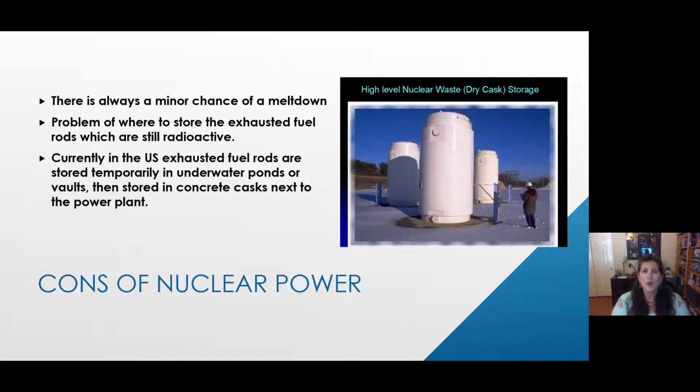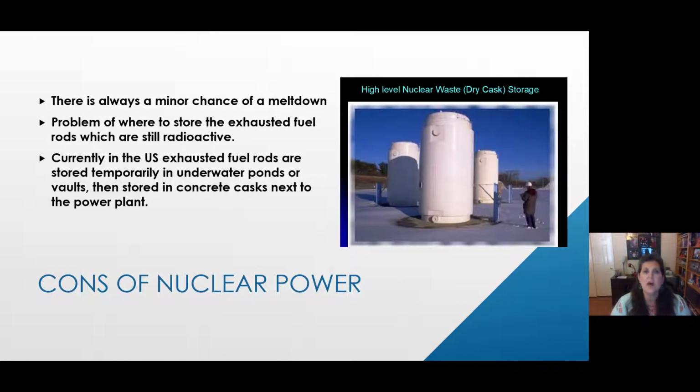The other problem is, where do we store the leftover fuel, which is still radioactive? So even though we use the uranium-235 in the nuclear reactor, at some point it's not generating enough heat anymore, but it's still a little bit radioactive. So we can't just put it in our trash, we can't put it in a landfill, we can't put it near people. So what do we do with it?